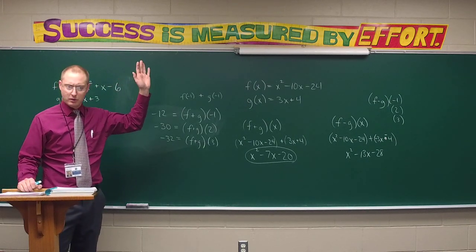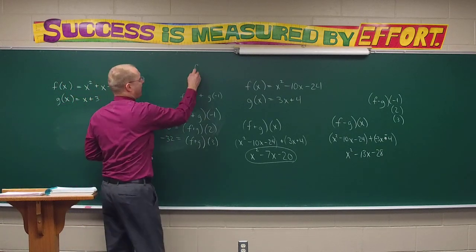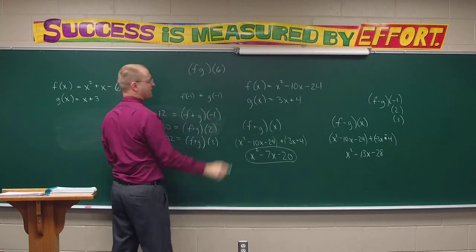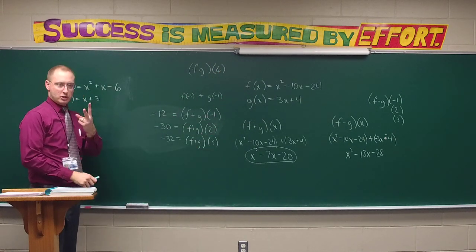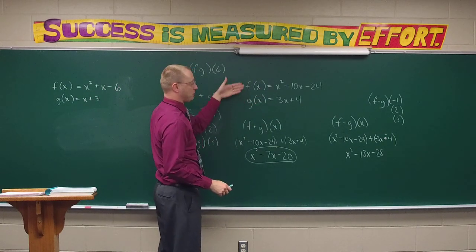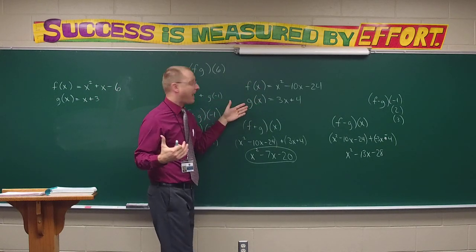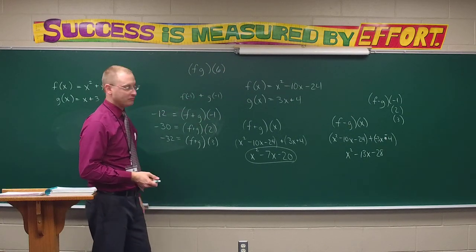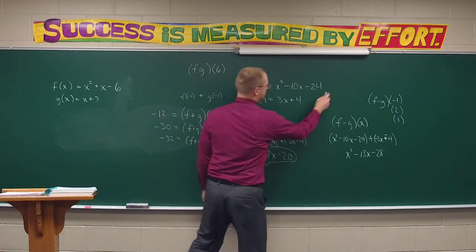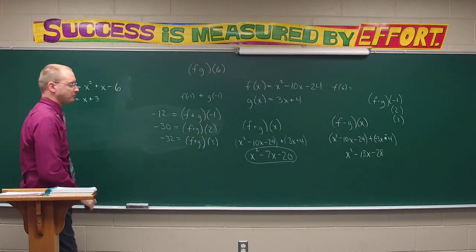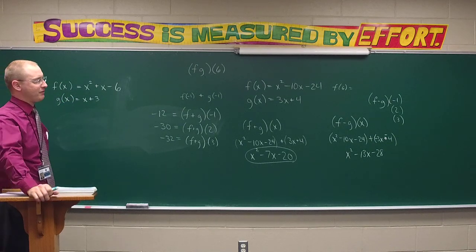Any questions on those? What if I wanted to find (fg)(6)? Well, there's two ways to do it. The slow way is to take the time to actually multiply (fg)(x), like we did earlier, and then plug the 6 in. What's the faster way? Yeah, find f(6). Well, at your seats, go and find f(6).